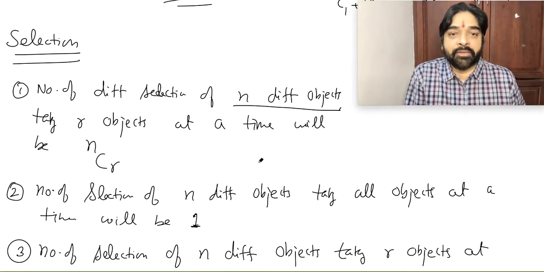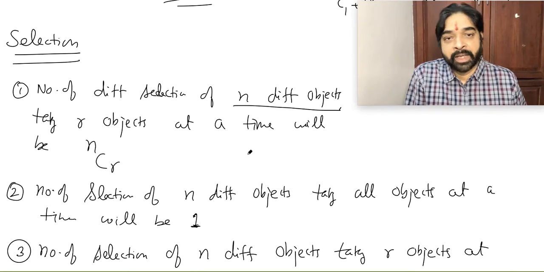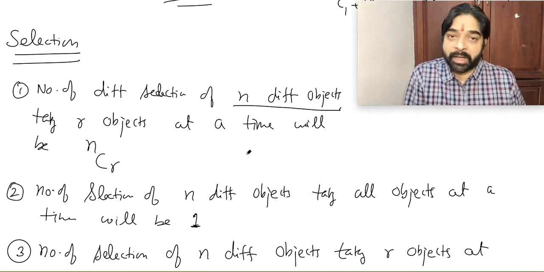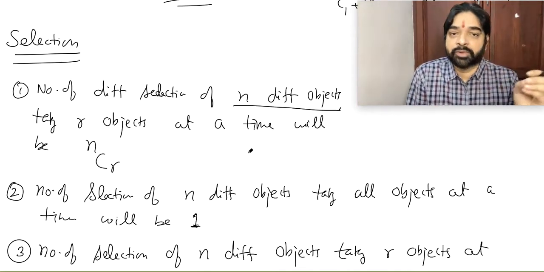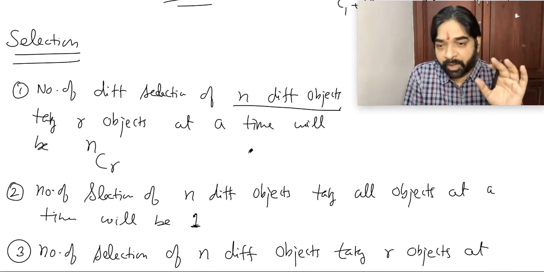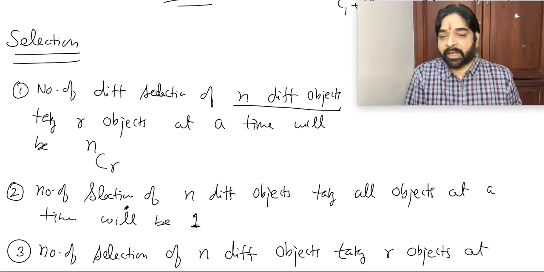nCr is valid only for different objects. All objects must be different. Then only you can write it as nCr. If it's not different, you have to go by the manual way. Manual way means the basic way, you have to do it separately. But for different objects only it's valid.